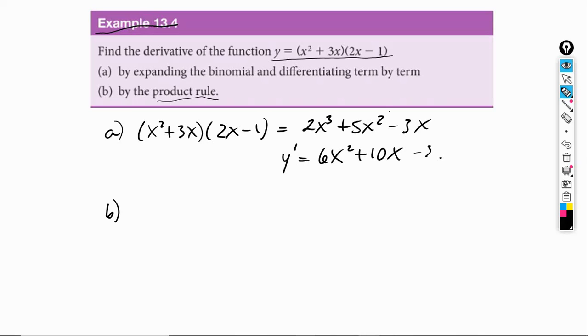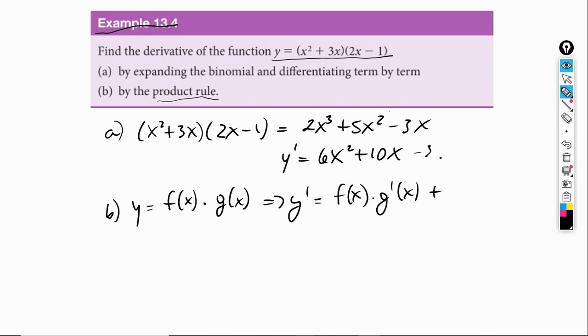Now remember that the product rule says that if you have a function that is the same as having f of x times g of x, then the derivative of that is going to equal the first factor times the derivative of the second factor plus the second factor times the derivative of the first factor. So obviously we're going to call this the first factor, and this will be the second factor.